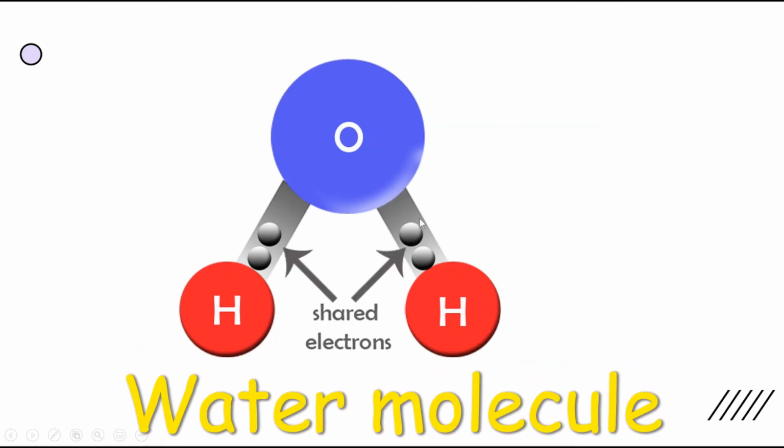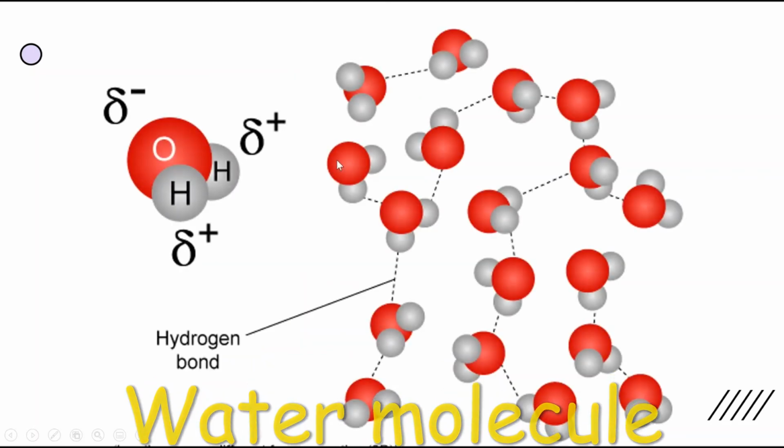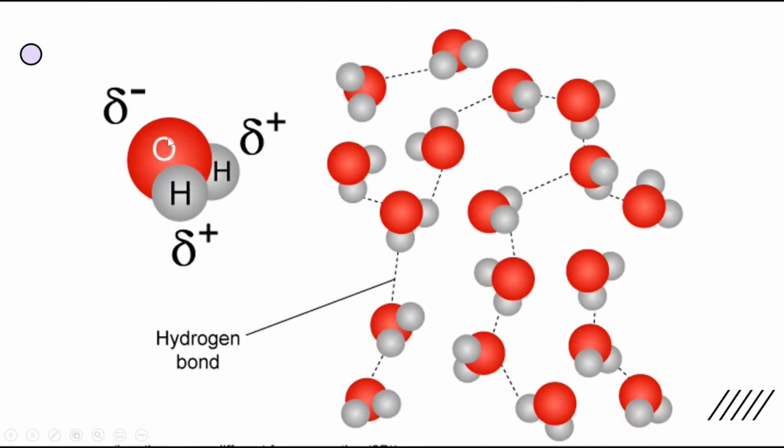For example, the oxygen also has a shared electron. It is attracted towards oxygen, right? And hence, oxygen develops a delta minus charge on itself, and a delta plus charge is created across the hydrogen. Because of this, the oxygen's delta minus charge is attracted to the delta plus charge of the other hydrogen atom. And this bond, which is formed between the two water molecules, we call a hydrogen bond.